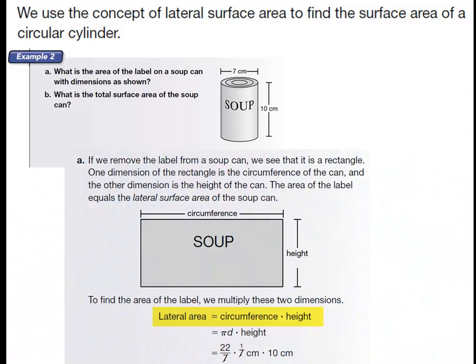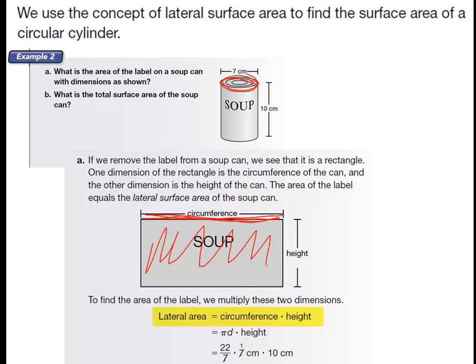So once you do that, then you can figure out the circumference. If you figure out the round, that is really the length, isn't it? That's the circumference. When you unwrap this, that becomes this length right here. So if you calculate the circumference and then multiply it by the height, you can find out the surface area of the wrapper of that soup can.